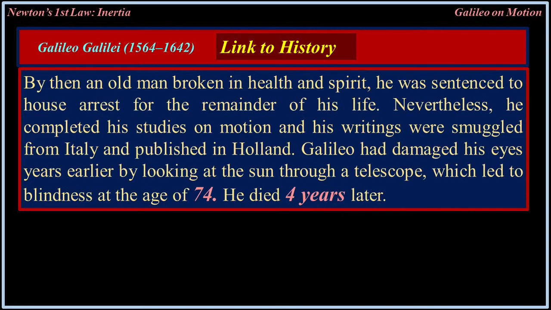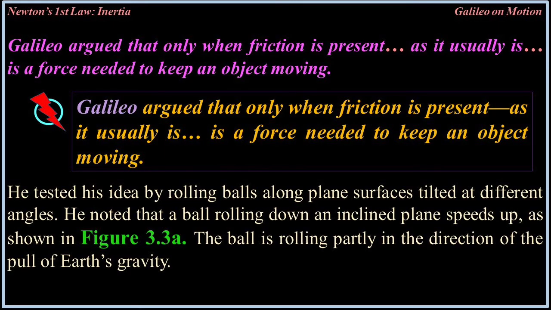Galileo had damaged his eyes years earlier by looking at the sun through a telescope, which led to his blindness at age 74. He died 4 years later. Galileo argued that only when friction is present, as it usually is, is a force needed to keep an object moving. He tested his idea by rolling balls along plane surfaces tilted at different angles.